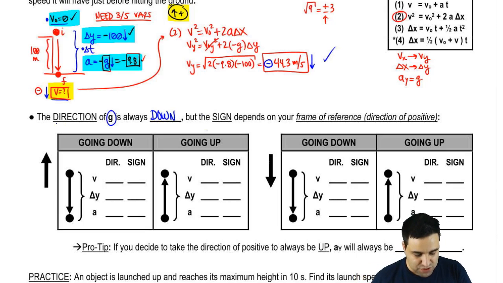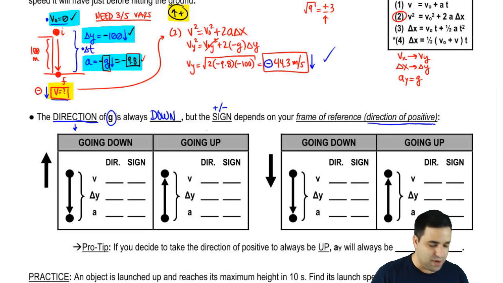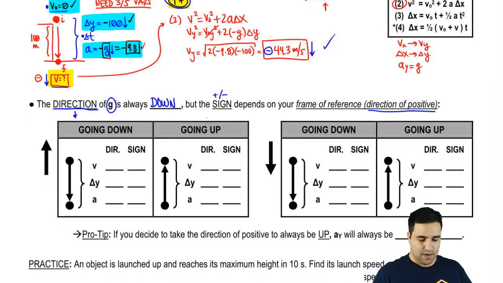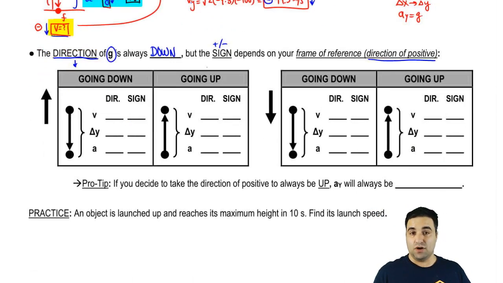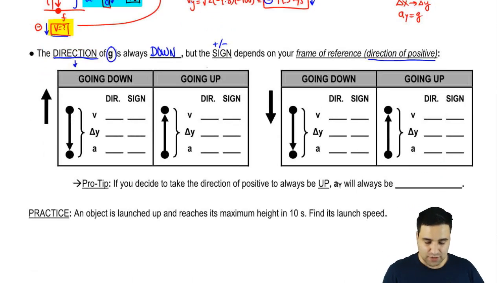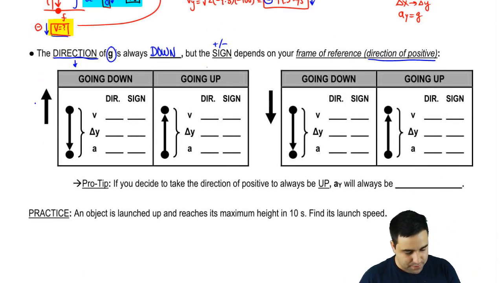But the sign, so the direction is always down, but the sign, meaning positive or negative, will depend on your frame of reference. Frame of reference, remember, means how you determine the direction of positive. If you look here, I chose that going up is positive, but I could have chosen this a little bit differently. So let's check out basically all the possibilities you have. So let's say I decide that going up is the direction of positive, and here I'm going to say that going down is the direction of positive.